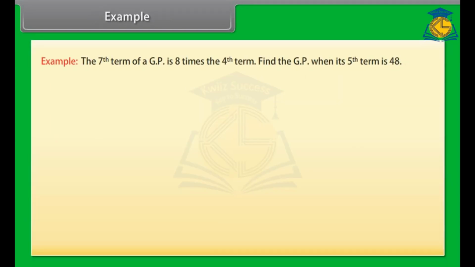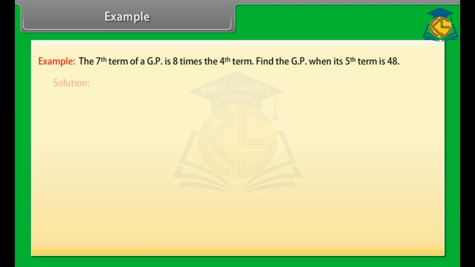Example: the 7th term of a GP is 8 times the 4th term. Find the GP when its 5th term is 48. Solution. Given that a7 is equal to 8 into a4, it implies a into r raised to power 6 is equal to 8 into a into r cube. It implies r cube is equal to 8 is equal to 2 cube. It implies r is equal to 2.